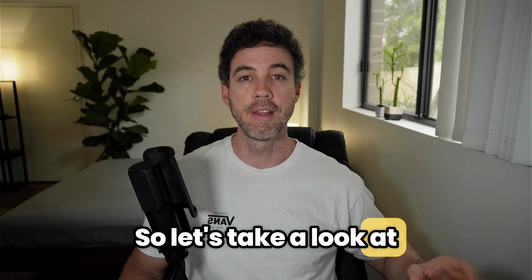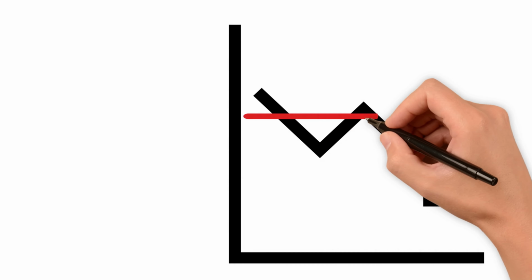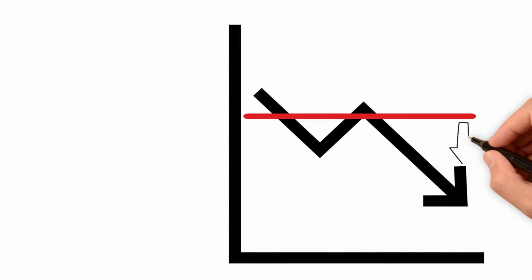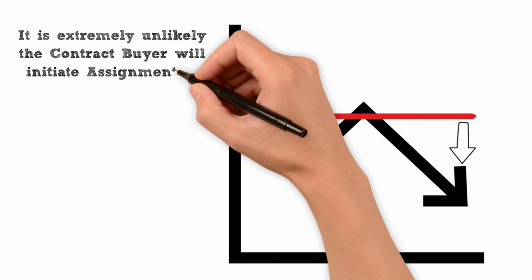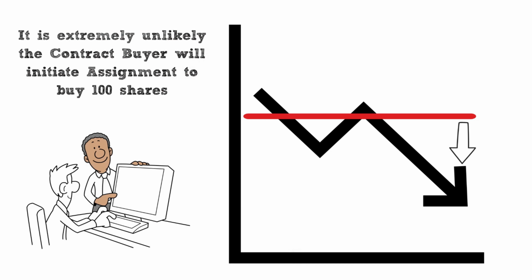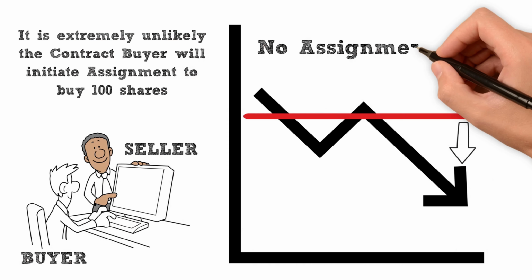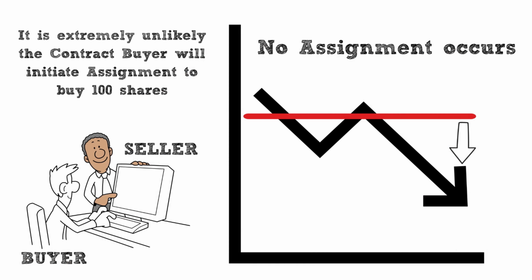That first example I just provided was assuming that at expiry the stock price ends up above our strike price. So let's take a look at the second alternative where at expiry stock price ends up below our strike price. If stock price stays below the strike price during the contract period, then it is extremely unlikely the contract buyer will initiate assignment to buy 100 shares. There would be no point. No assignment occurs. Let's take a closer look.